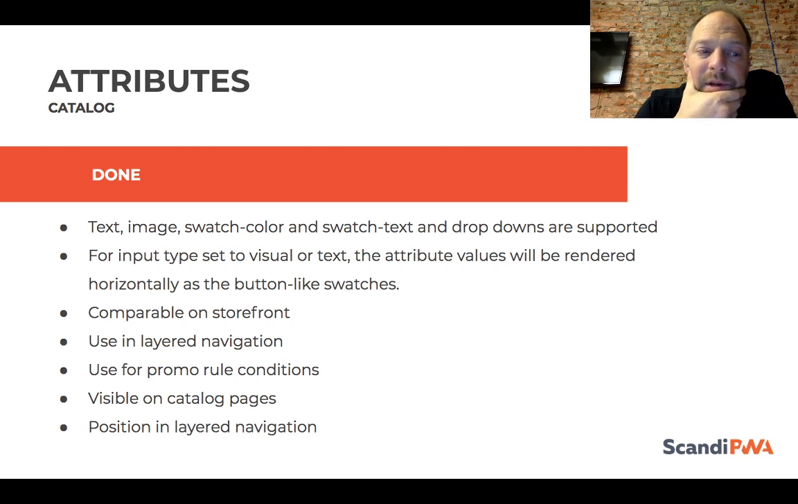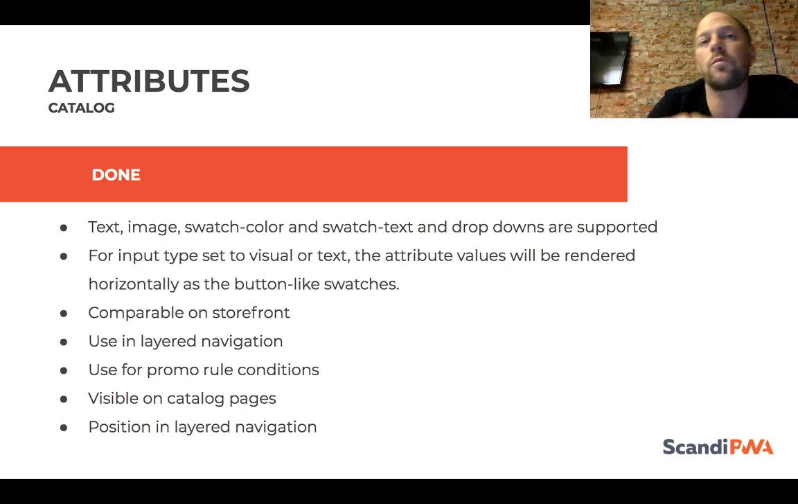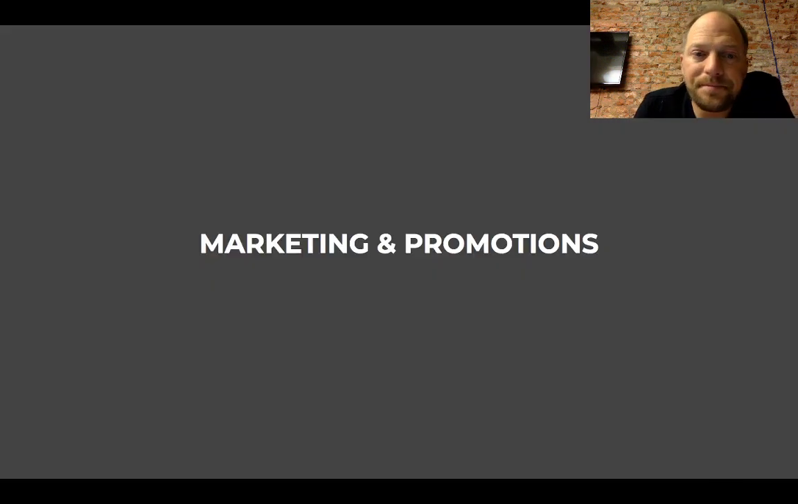For our upcoming compare products, attributes can be set to comparable or used in layered navigation and used for promo rule conditions, visible on catalog page. Once you add attributes to layered navigation, we'll talk later how it's done, you can change their position, so you can move price up or price down and arrange your filter in a fashion that you wish your customers to look at it.